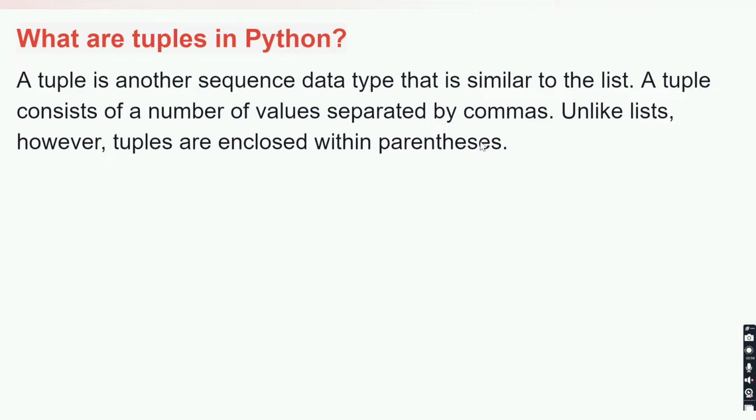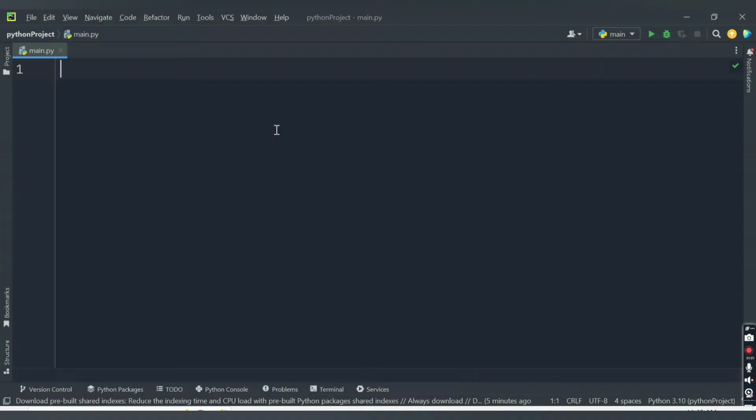Let's see in the editor how we can declare a tuple and how to make use of it. We have a PyCharm editor here. Let's declare a tuple and say the name of the tuple is fruit. As we know, tuples are enclosed with parentheses, so provide the round brackets and the values inside. Let's say the first value is mango, then apple, then grapes. These are my three values inside this fruit tuple.